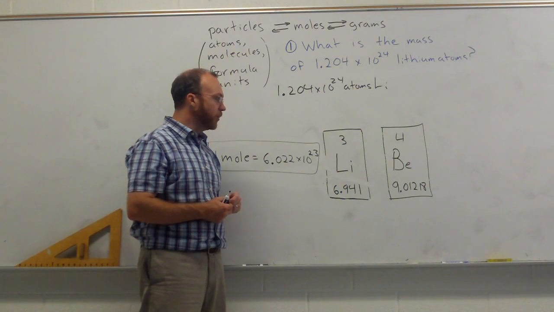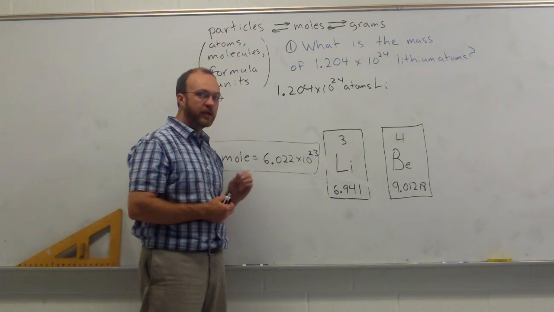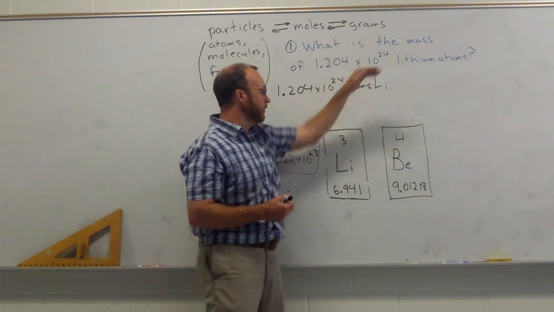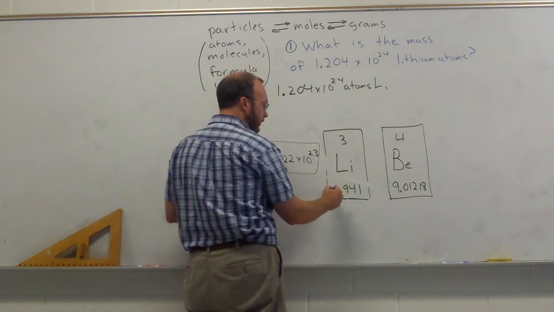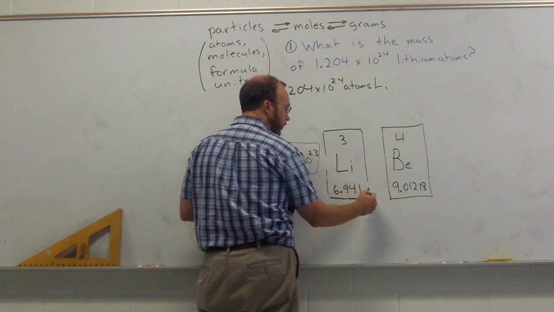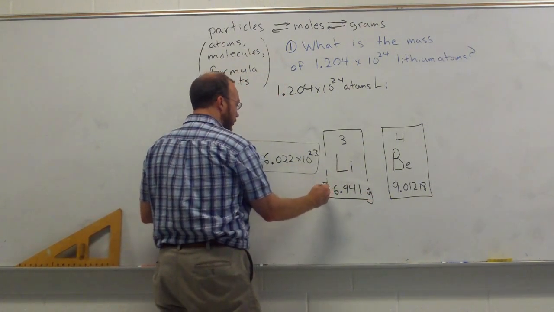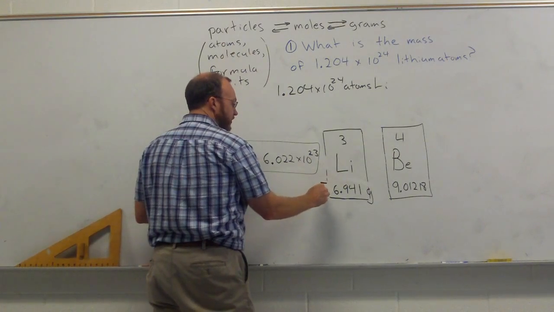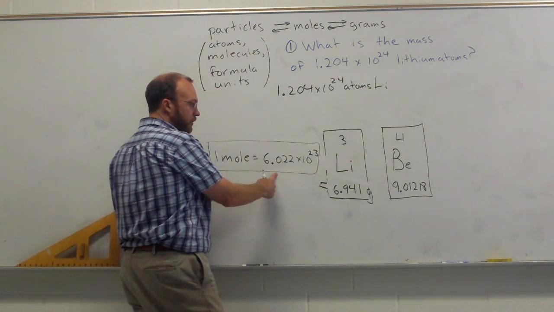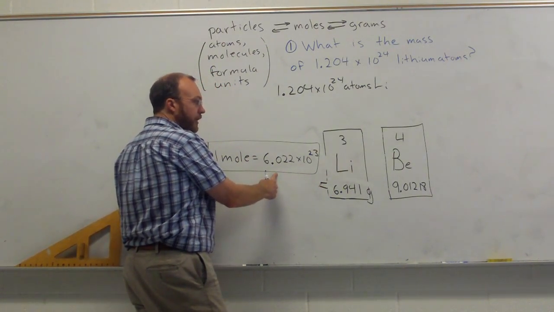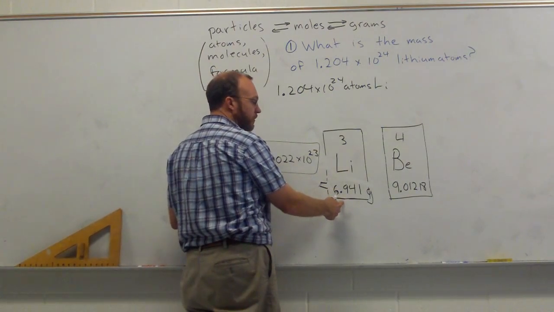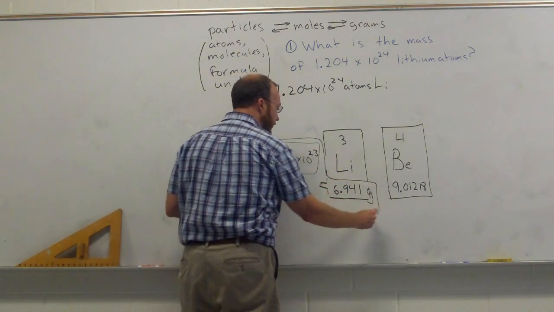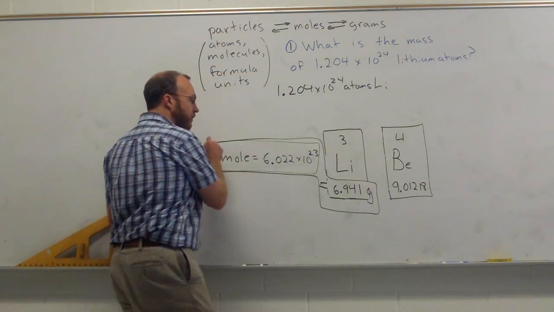And we find that molar mass, the grams for 1 mole, by looking at an entry on the periodic table. So in this problem, we're looking at lithium, and the molar mass of lithium is 6.941 grams for 1 mole. So what that means is that 1 mole of lithium is the same as 6.022 times 10 to the 23rd atoms of lithium, which is the same as 6.941 grams. So for lithium, really all three of these things are equal.